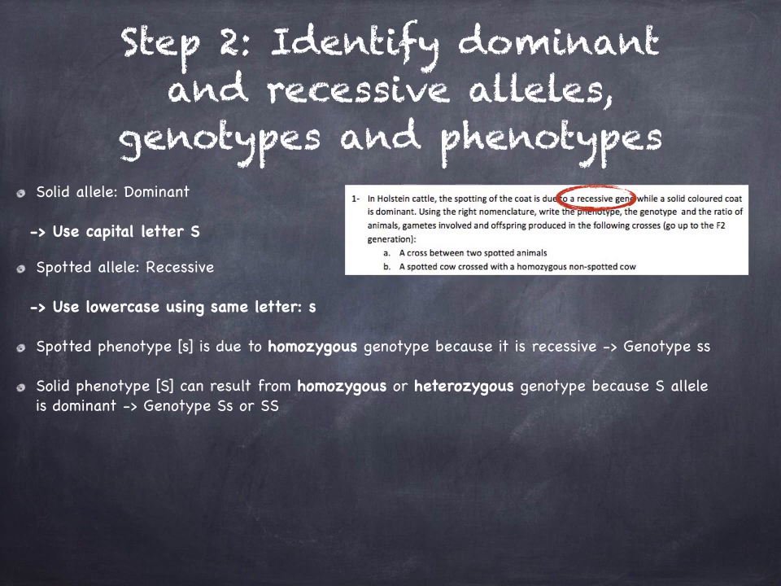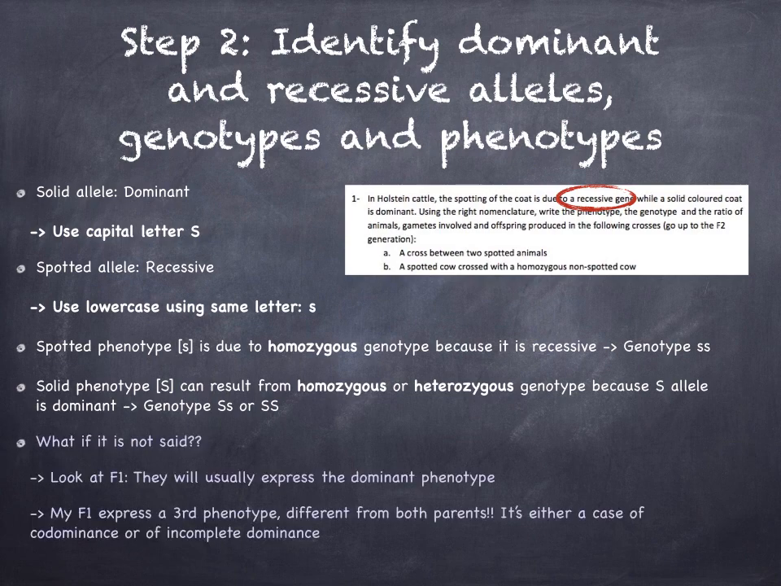Now, it may happen that in a problem, you're not told which one is dominant and which one is recessive. So in this case, you will have to determine that yourself. An easy way to do that is to look at the first generation, or the F1 generation, which usually expresses the dominant phenotype, so it will tell you which of these alleles is dominant.